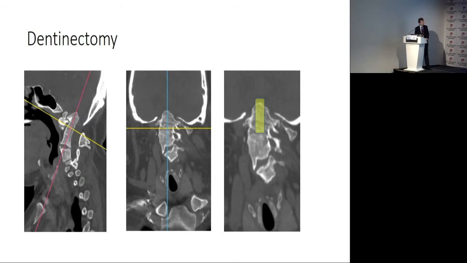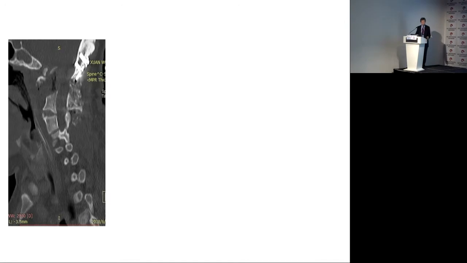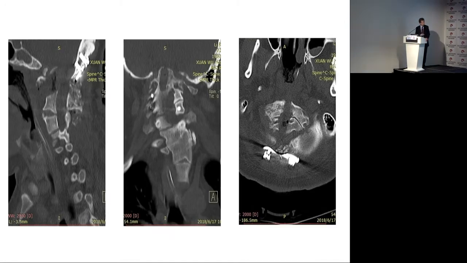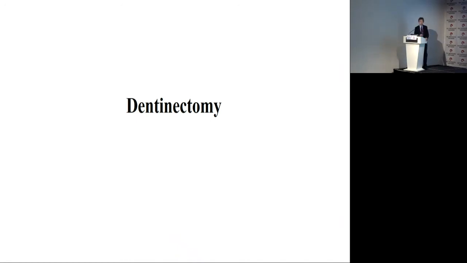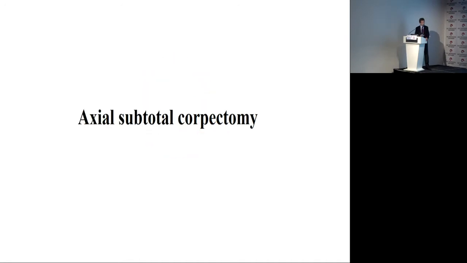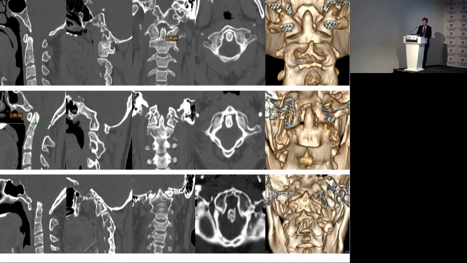But if we look at the coronal view, you will know that the odontoid is only this part. What we removed is a part of the vertebral body, a corpectomy for C2. After operation, we get a decompression, and what we decompress is the C2 vertebral body, not only odontoid. So we should not call this operation odontoidectomy, but corpectomy of C2. Thank you.